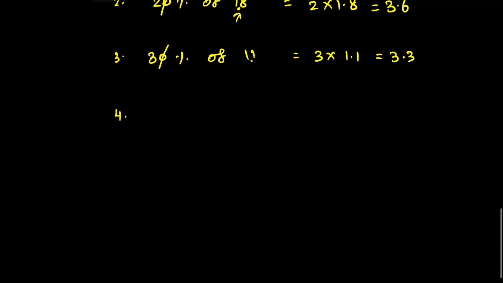Number 4. 15 percentage of 40. So cancel this 0 and make a point here. 1.5 times 4, it is equivalent to 6.